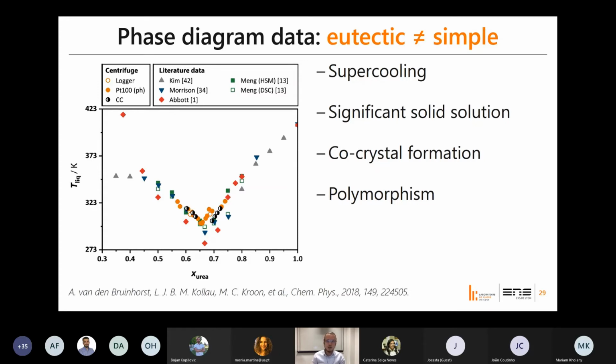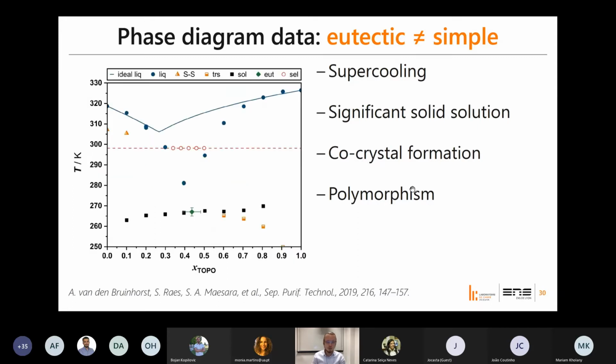Then another thing that can happen is that you have significant solid solutions. This is one of the other phase diagrams that I measured in 2018 and published in 2019. And here you can see that there are some points that are going down. And actually there are two phase transitions appearing. And that's quite a clear signal that most probably a solid solution is formed here.